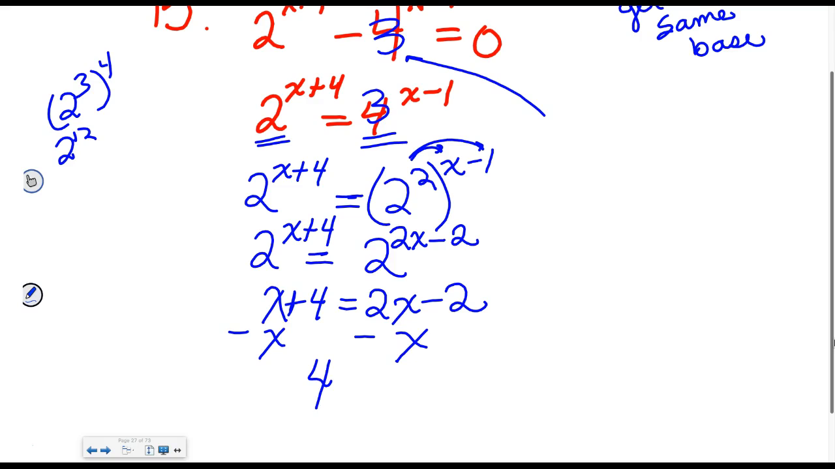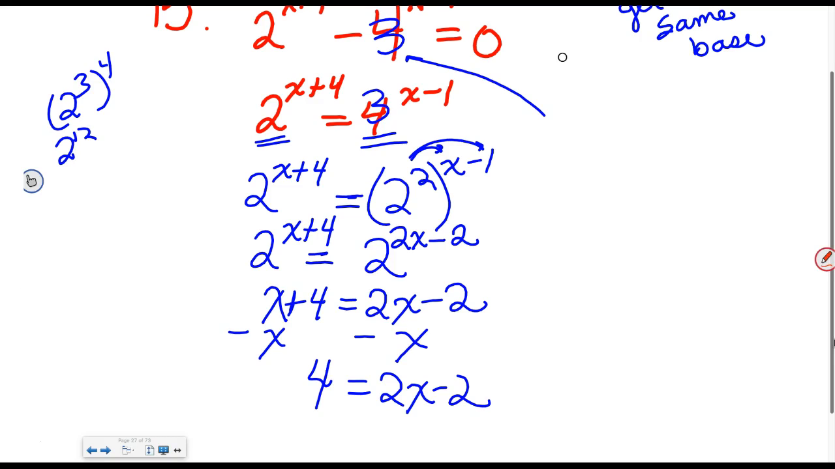We'll get 4 equals 2x minus 2, and you guys are capable of solving that on your own, that's for sure. All right. So then, what do we have next? We have number 17 will be the next one that I do.